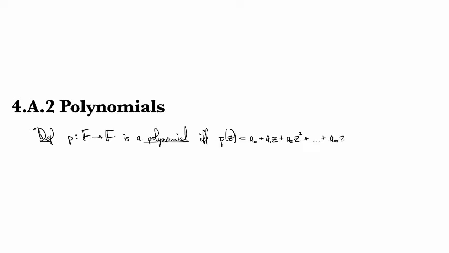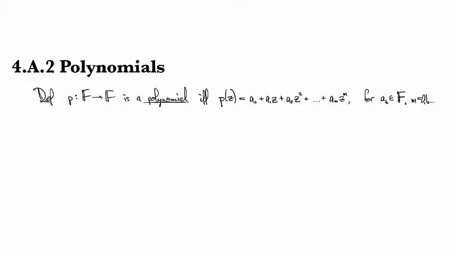On to the polynomials. So as before, we defined a polynomial to be a function p from our base field to the base field. So p is a polynomial if and only if it's written as a constant plus a constant times z plus a constant times z squared, and so on, up to some a_m z to the m, where these constants a_k are elements of the field, and m is 0 or 1 or some larger integer.